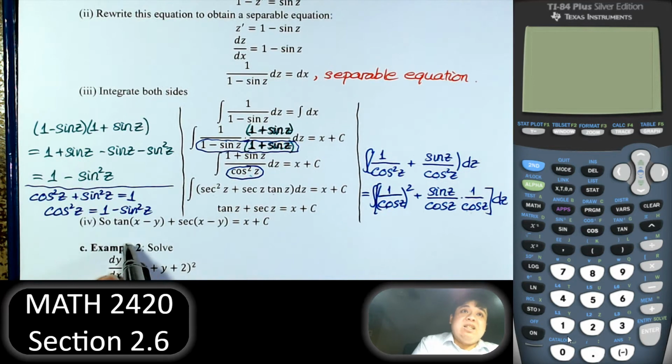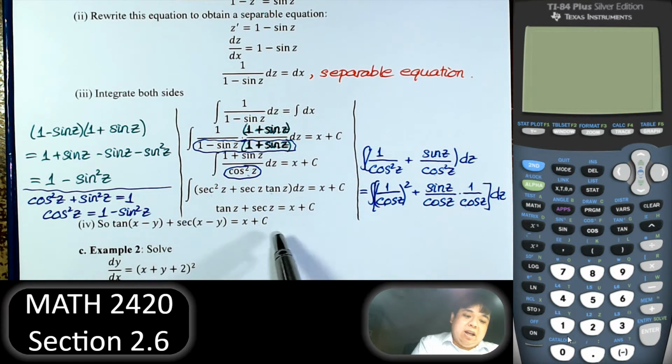And finally z is x minus y, so substitute back in, and that's what we have as the solution. So it's not that bad.